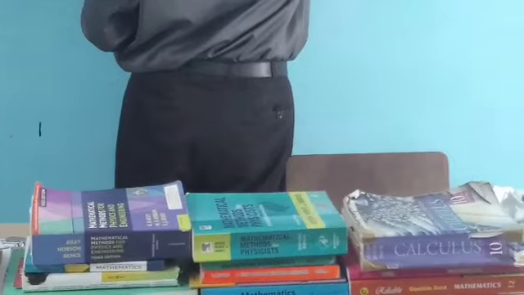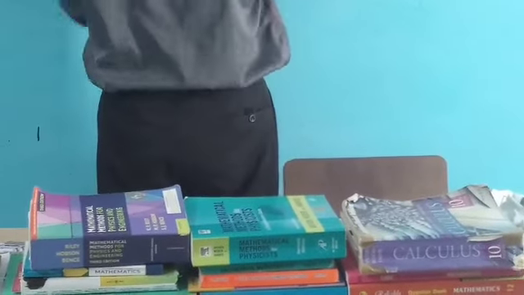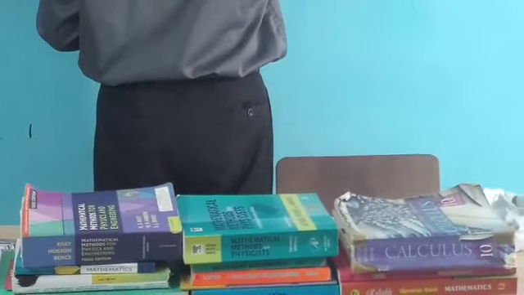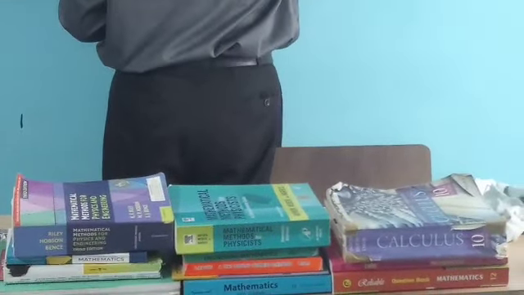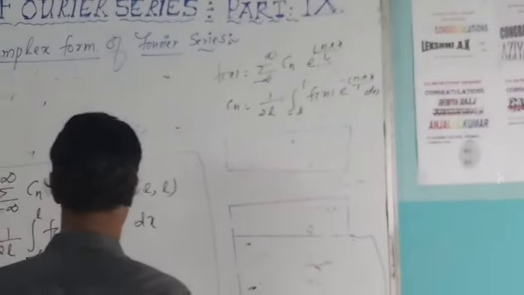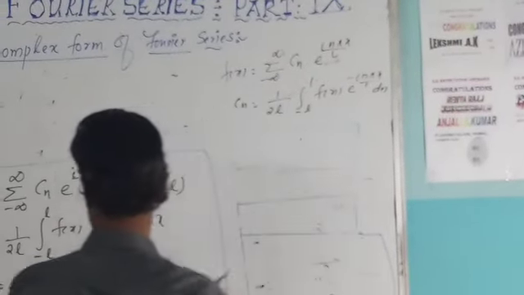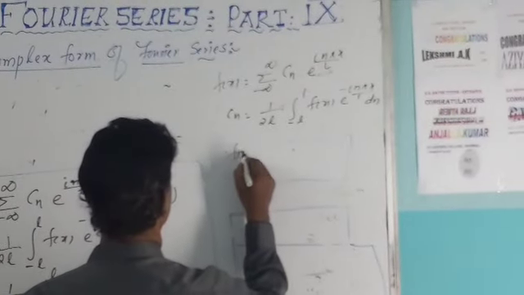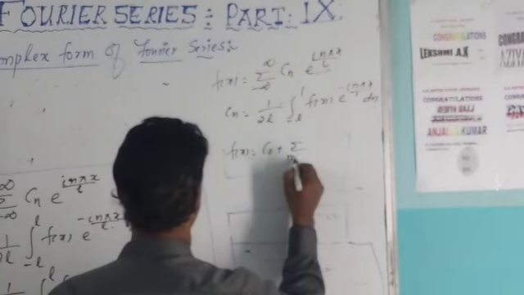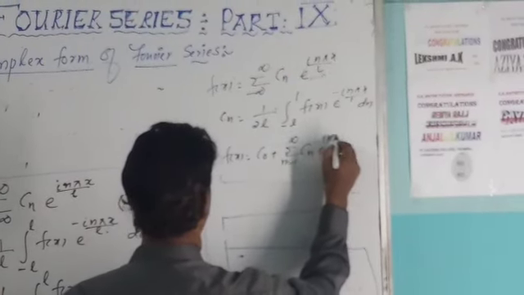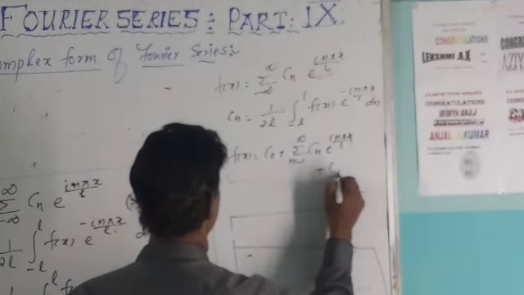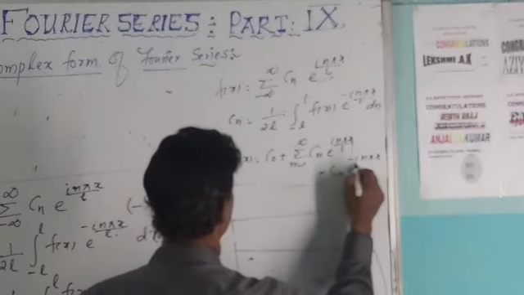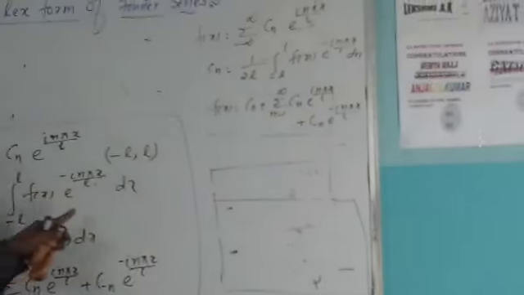f(x) = sigma from minus infinity to plus infinity of c_n e^(i n pi x / l), and c_n = 1/(2l) integral from minus l to plus l of f(x) e^(-i n pi x / l) dx. Okay, into dx. That is, or f(x) = c_0 + sigma n = 1 to infinity of c_n e^(i n pi x / l) + c_(-n) e^(-i n pi x / l). Okay, please note this. Here also dx is there.